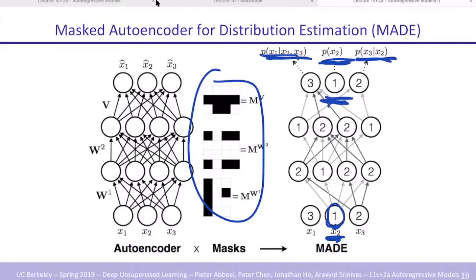Then for this conditional probability, X1 given X2, X3, you can see it only relies on X2 and X3. So that's how they also create another mask for it.